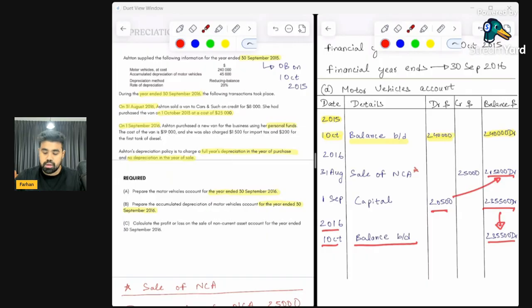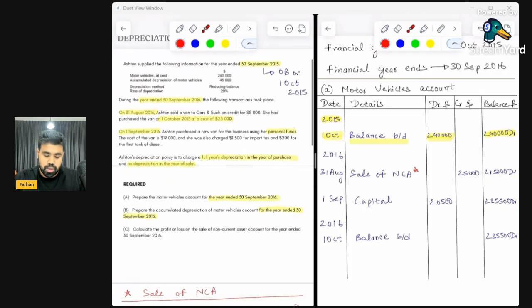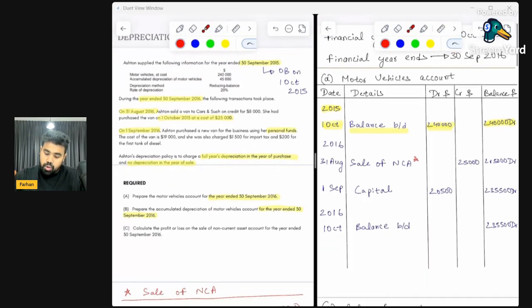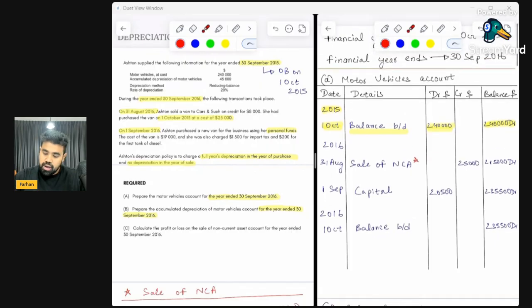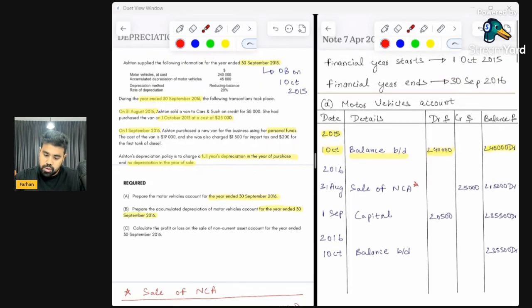So if this was to come in your exam, this would be a 3 to 4 mark question. Now, I'll give you 5 seconds to take down some notes and also get yourself ready for the next part where we will prepare the accumulated depreciation account.